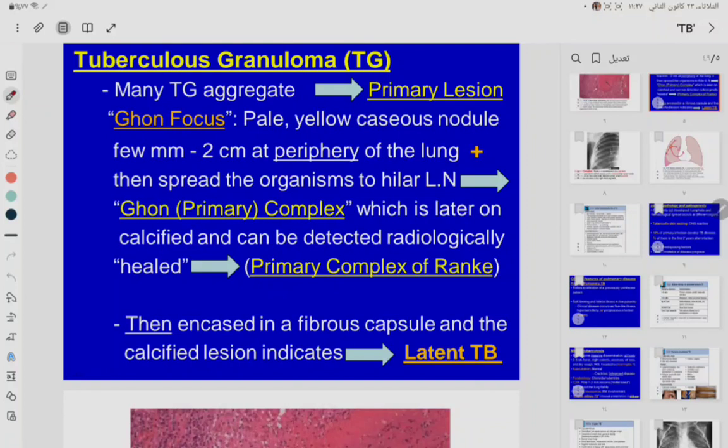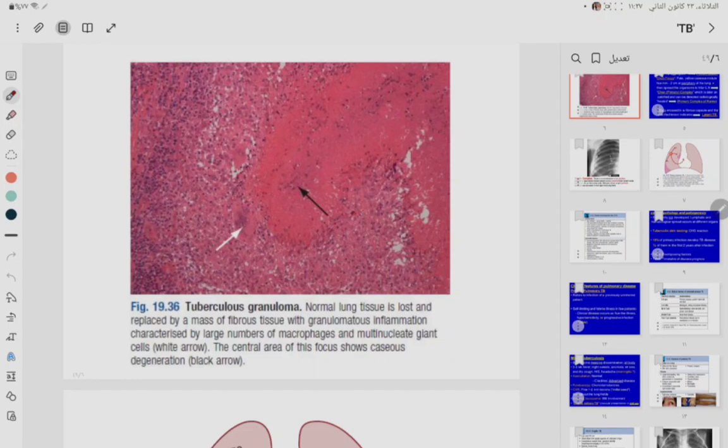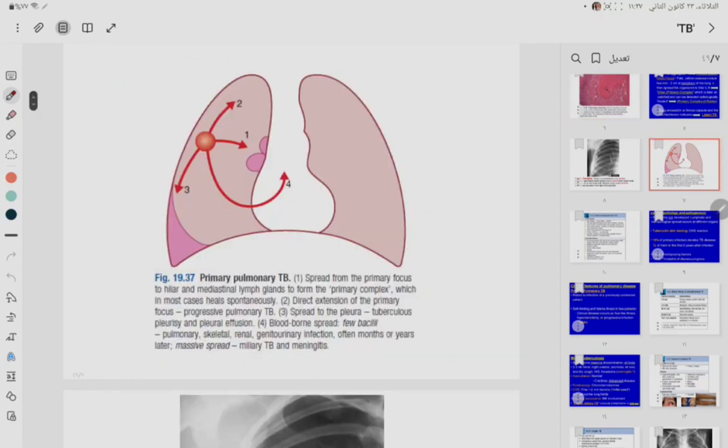Next. This is the granuloma. There are a lot of large multinucleated cells, and caseating. There is a lot of necrosis within the center, where the black arrow is, with a lot of macrophages and multinucleated giant cells as well. Next. And this is the Ghon focus.